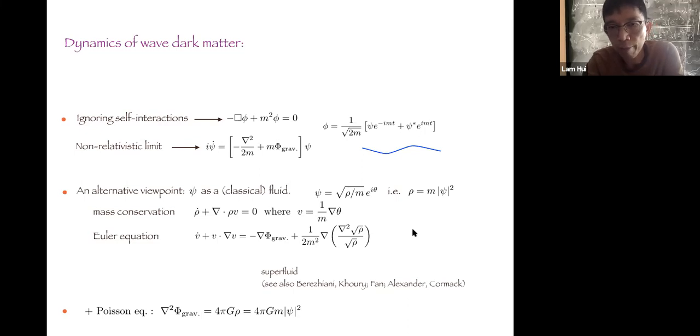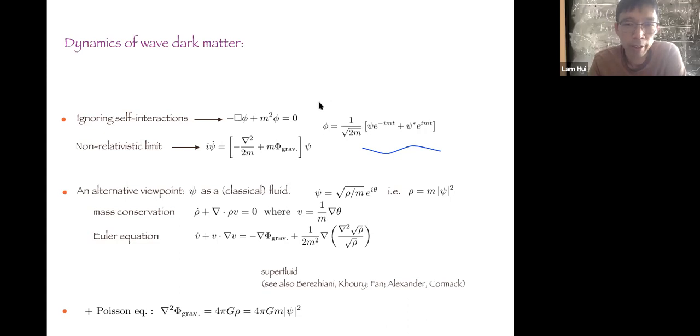Or you can just count dimensions. In four dimensions, the scalar field has mass dimension 1. If you scale it with this factor of 1/√2m, then psi actually has dimension 3/2. And therefore psi squared is a number density. So that's another way to say what I just told you.